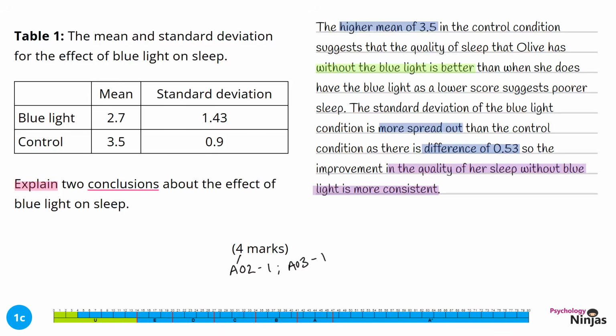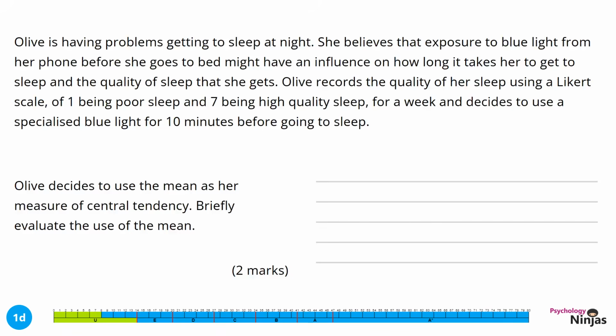You can just lift the data from the table and do not need to manipulate it as we have done with the second conclusion that we've given. Be careful if you are adding, subtracting, manipulating the data in any way that you are accurate in how you have done this. Olive decides to use the mean as her measure of central tendency.